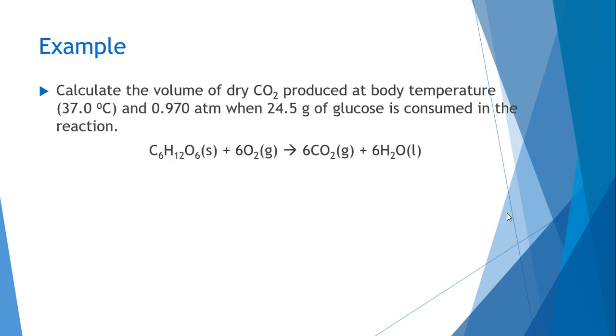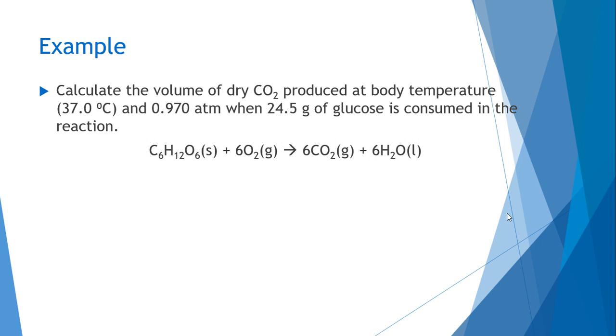Here's my second example that I'm going to walk through. My second example says calculate the volume of dry CO2 produced at body temperature, which is 37.0 degrees Celsius, at 0.970 atm when 24.5 grams of glucose is consumed in the reaction. And the balanced chemical reaction is given below.